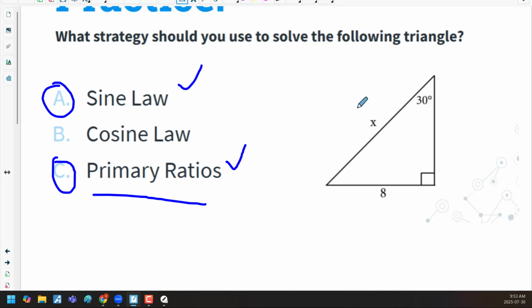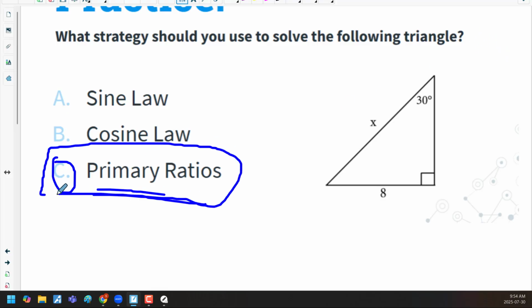Now, the answer, in case you're wondering, that math teachers are looking for, C is the correct answer. Because whenever you have a right angle triangle, the answer is always primary trig ratios. But in actual math, you can use both formulas to eventually solve for it. But just so you know, on a quiz or a test or whatever, the correct answer is primary trig ratios.